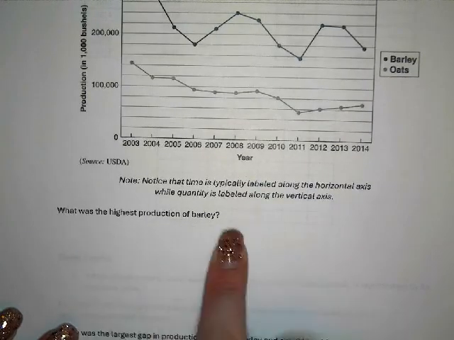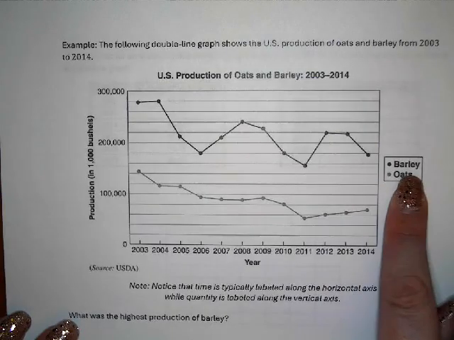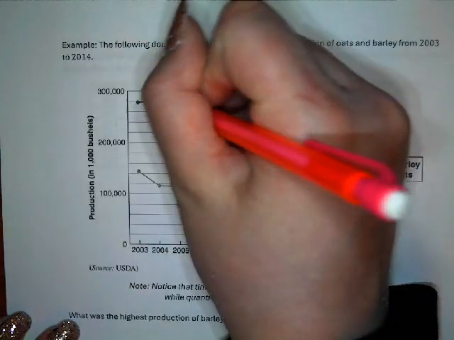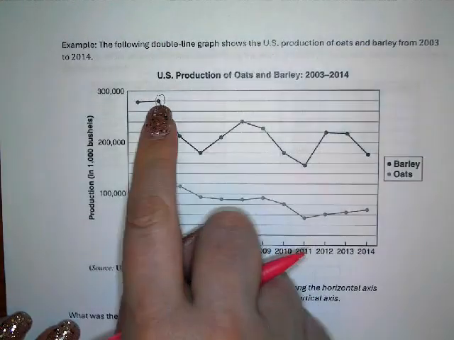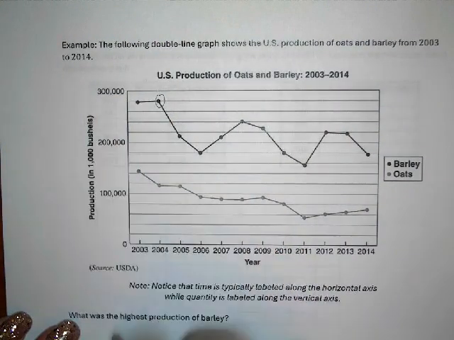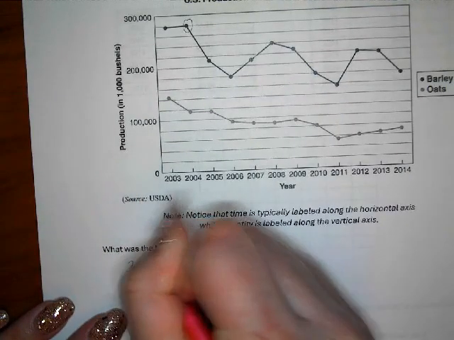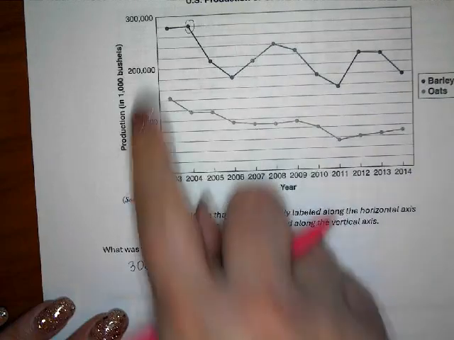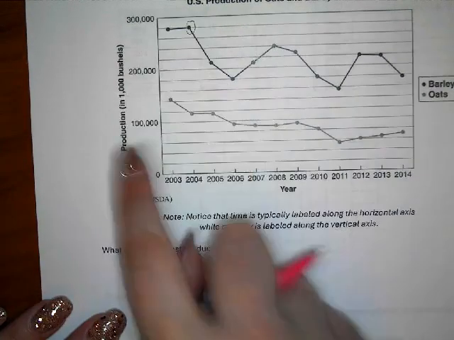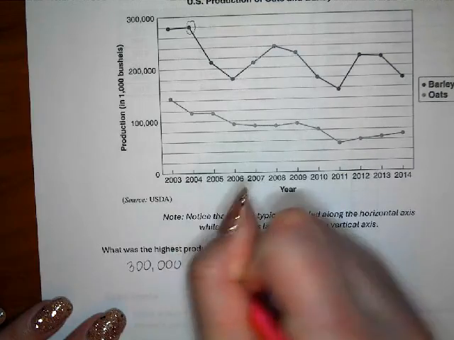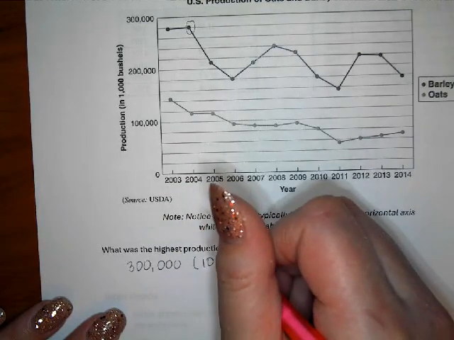The highest production is this dot right up here, which is 300,000, but it's not really 300,000 because each of these numbers here is multiplied by 1,000. So 300,000 multiplied by 1,000. Sorry, it wasn't 300,000. It's just under 300,000. Let me fix my number.